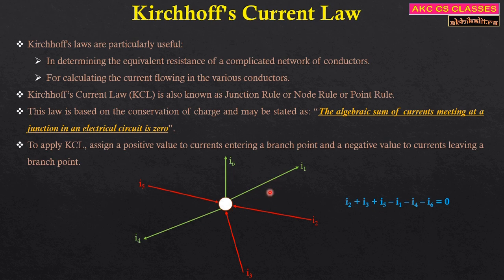Whereas the green wires or the green lines are the ones which are leaving the junction, so these are considered to be negative. See, I1 is negative, I4 is negative and I6 is negative. So the summation of all the currents which are entering the junction and which are leaving the junction should be equal to 0. Or in other words, we can say that the amount of current which is entering the junction is equal to the amount of current which is leaving the junction. So this is what Kirchhoff's current law is.